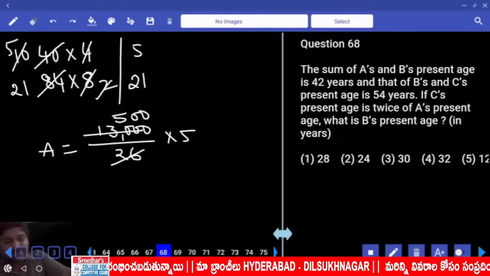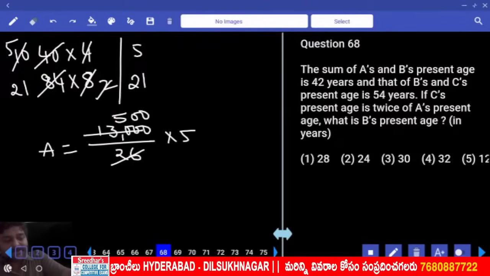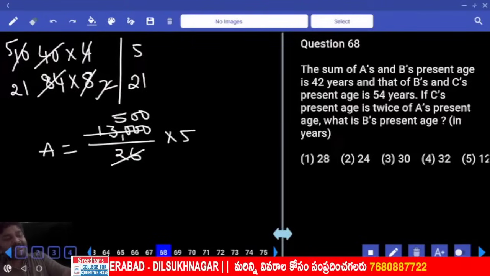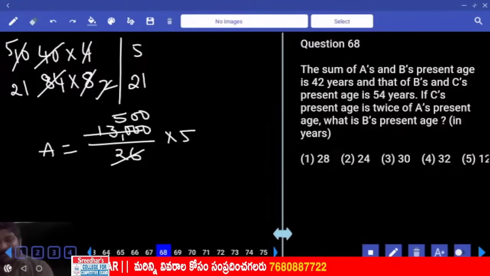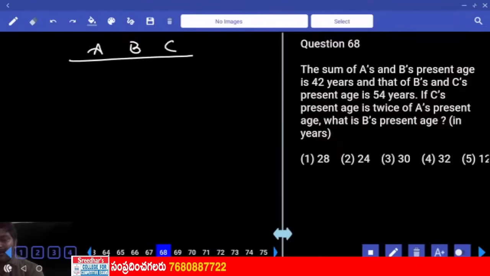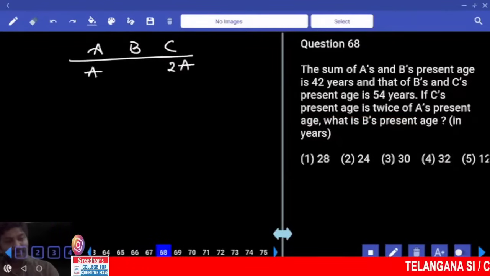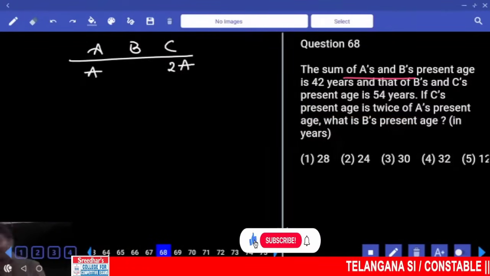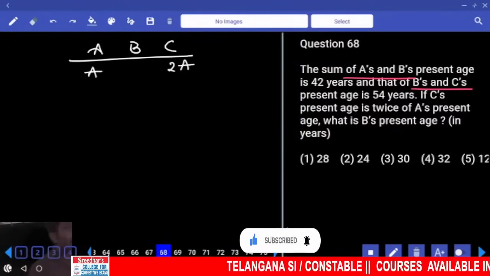The sum of A's and B's ages is 42 years and that of B's and C's is 54. If C's age is twice A's age, what is B's age? Okay, A, B, C. C's age is twice A's age, correct? Now, we were given the sum of A and B and also of B and C. Who is common? B is common.